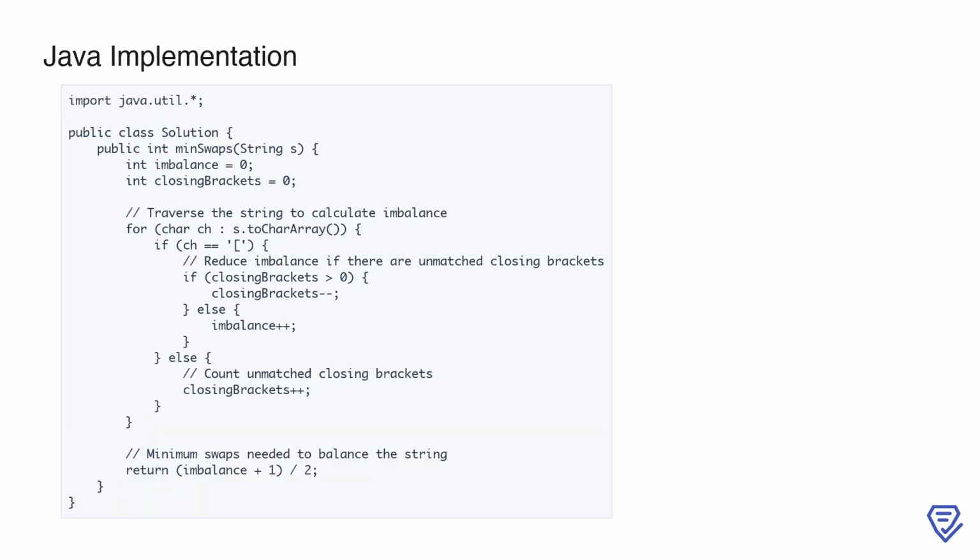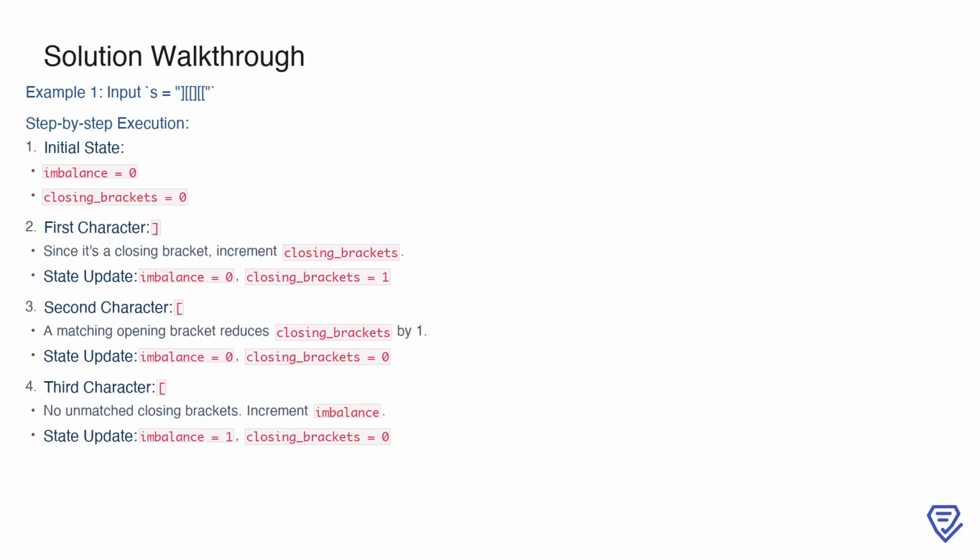This is the Java implementation of LeetCode problem number 1963, minimum number of swaps to make the string balanced. The logic mirrors the Python solution, utilizing counters for imbalance and closing brackets to determine the minimum swaps required. Key differences include type declarations for variables and the use of Java's enhanced for loop for iteration over characters in the string. Let's walk through the first example where the input string is given.